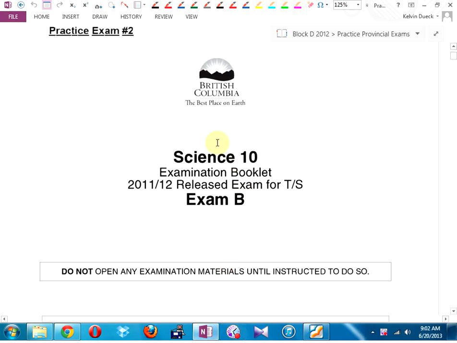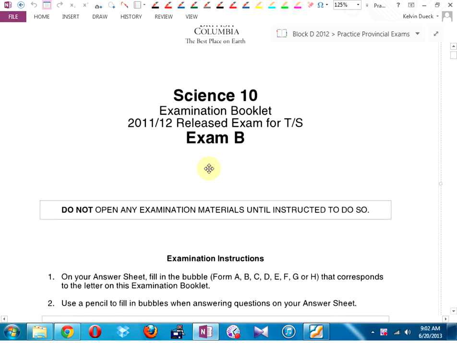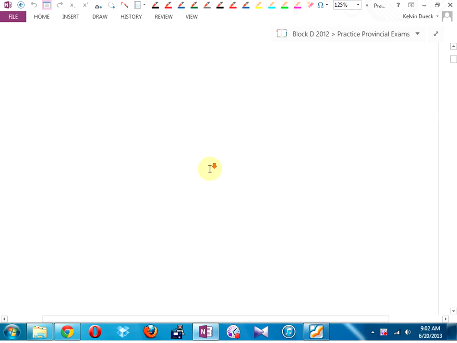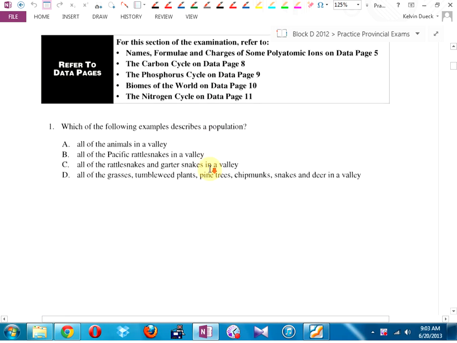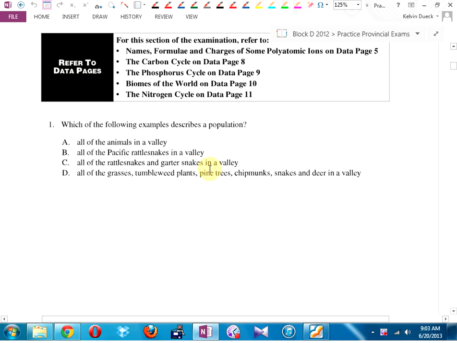So let's work through exam B. This is the 2011-2012 sample exam. Which of the following examples describes a population?